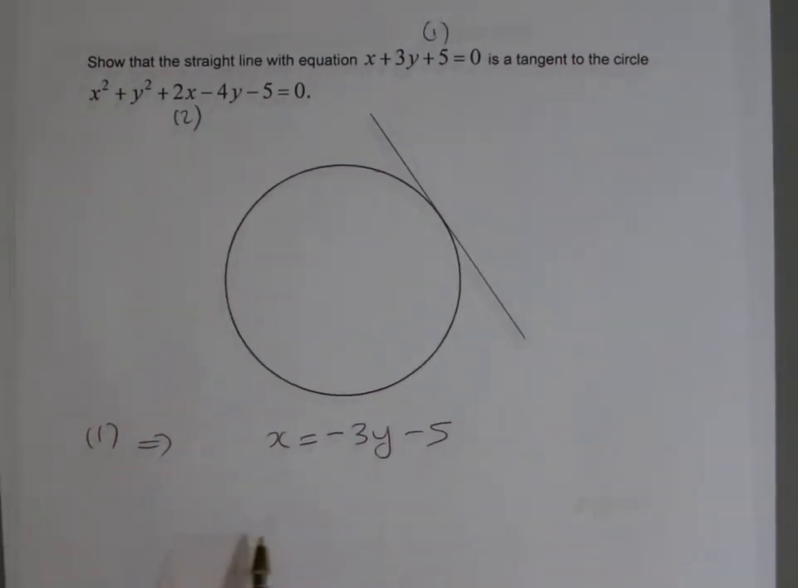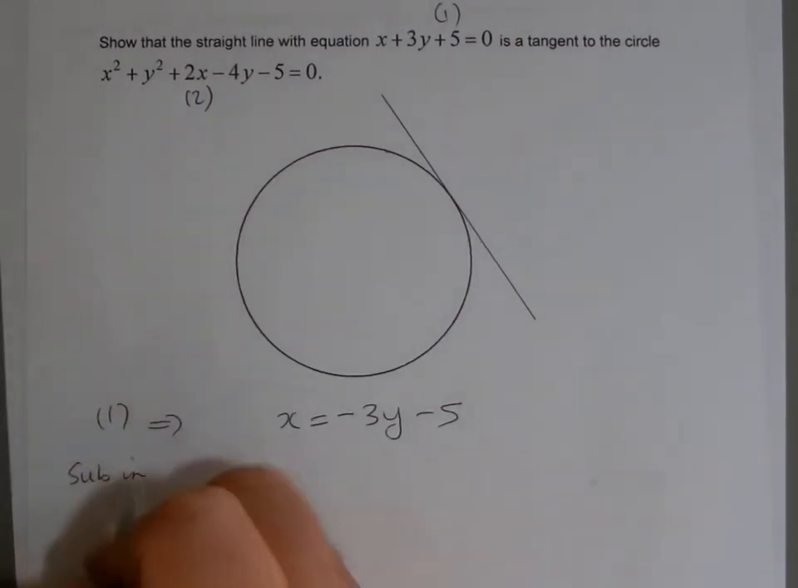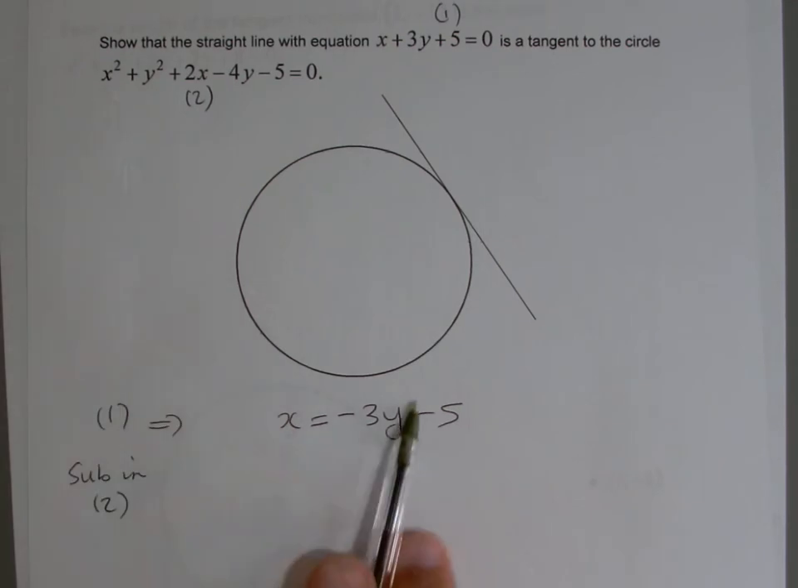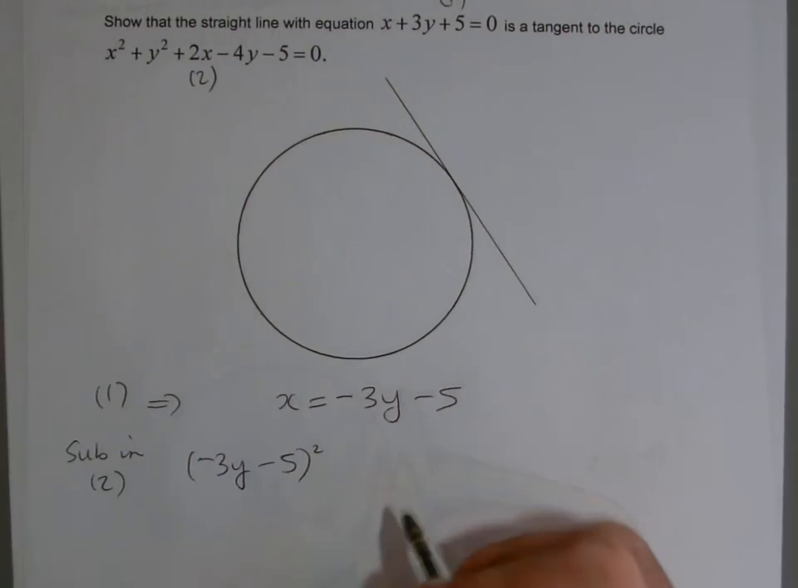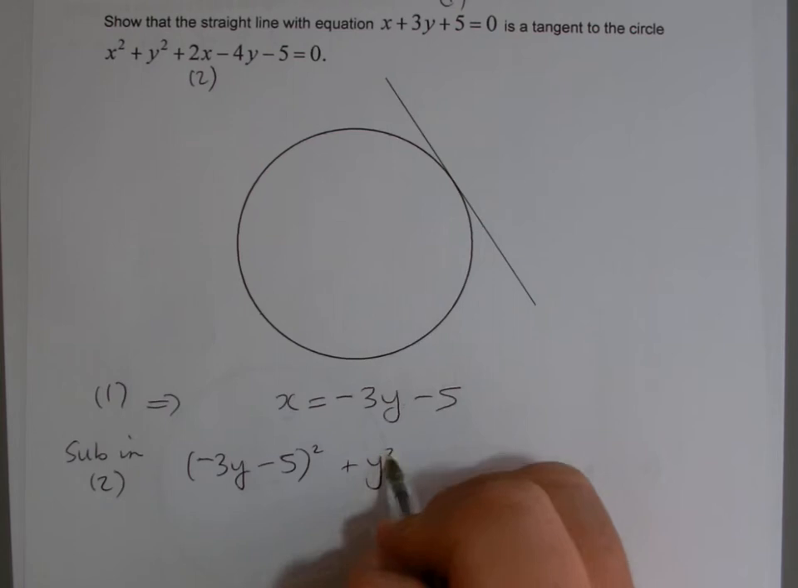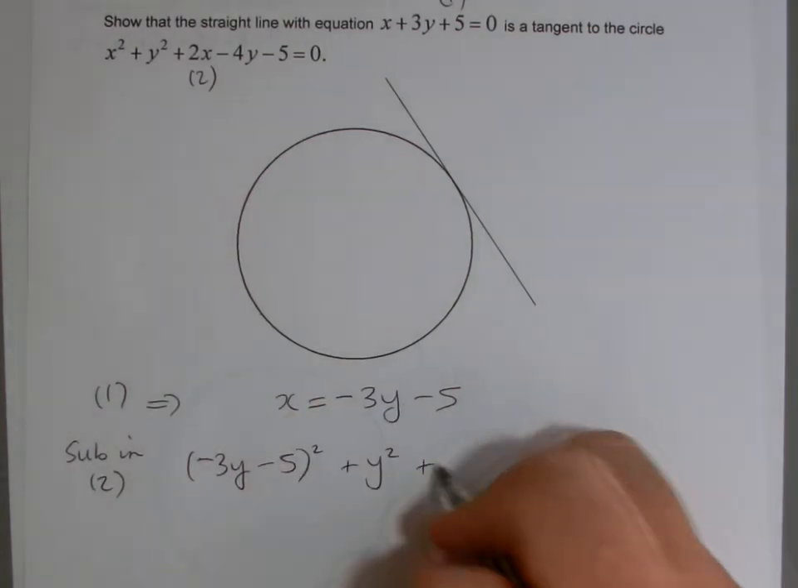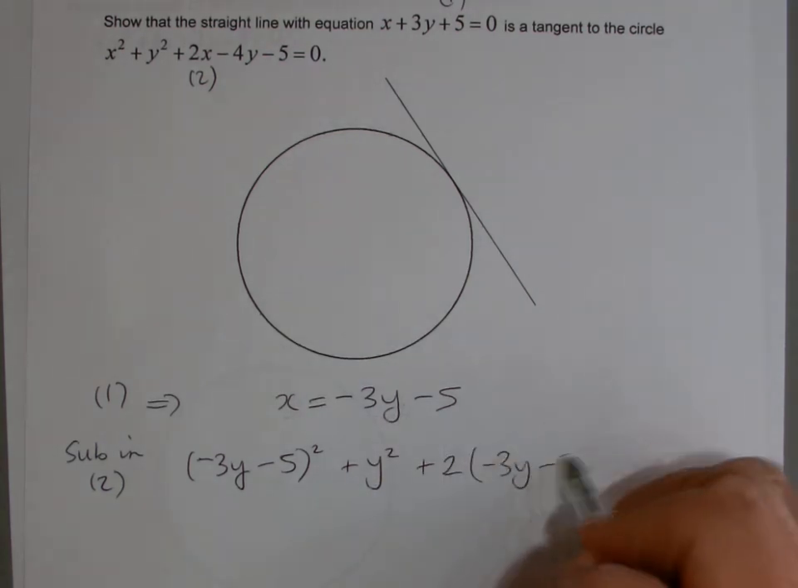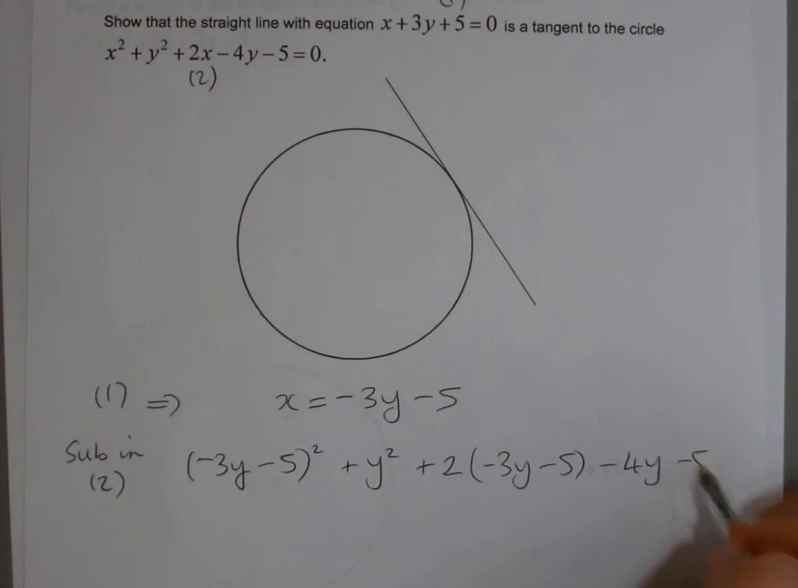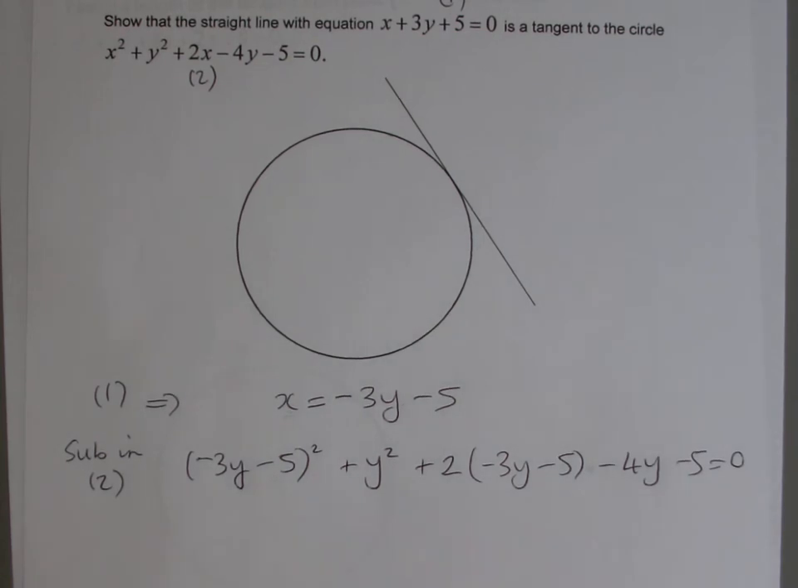So we'll sub into equation 2. I've got x squared, so I need to square this, plus y squared, plus 2x. Well, this is my x, isn't it? So I'm going to sub that in, minus 4y minus 5 equals 0. I'm going to get an answer out for y, and you can sub it in to get the answer for x. But we're hoping for only one solution, aren't we? Then we've proved that it's a tangent.